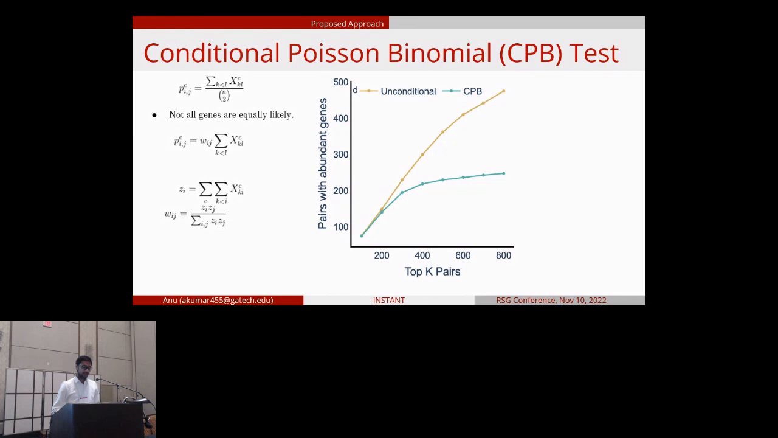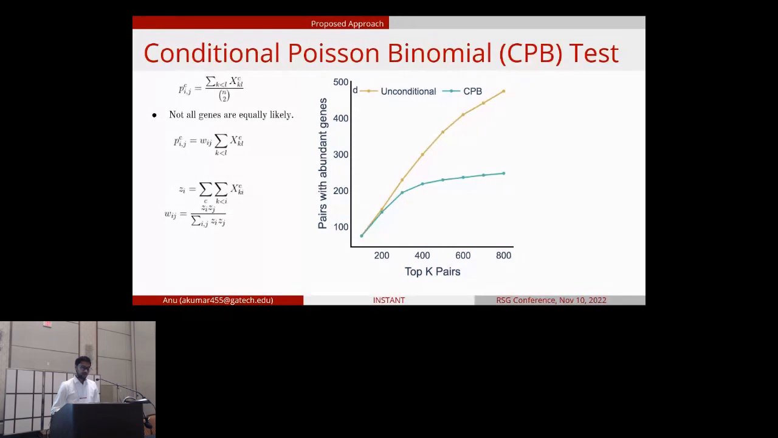Now we'll have a new formulation. The numerator is still the same, but we have updated weights, which I represent as Wij. Previously, Wij was the same for all the gene pairs, which was 1 upon n choose 2. Now it will somehow take into account if a gene is highly expressed or highly co-localized.